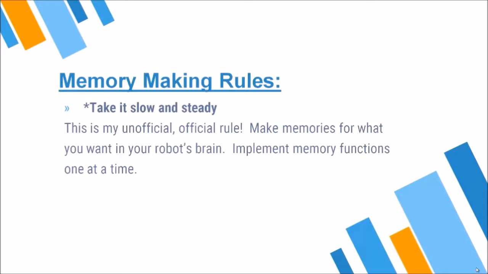Implementing memory functions one at a time. When you start to get excited about your robot creating memories and logging things and storing information, this goes back to not overcomplicating things, especially at first. Start thinking about what are some of the first things that you want to log, and maybe just start with one thing. Take it slow and steady. Implement memory functions with your robot one thing at a time, and see how it goes.